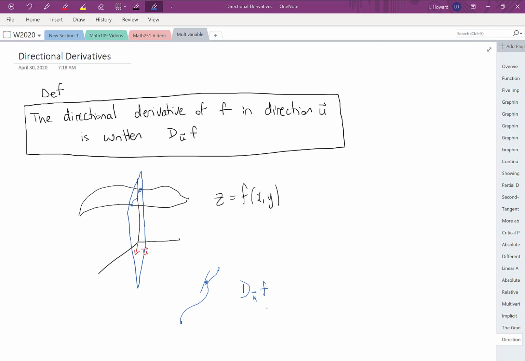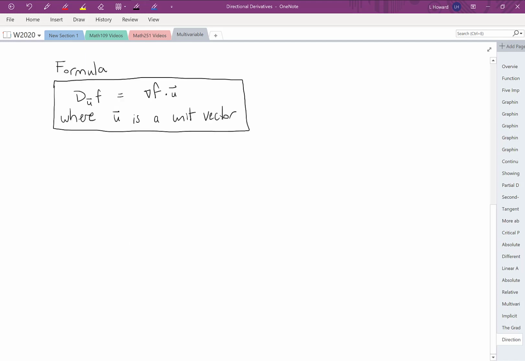So the directional derivative gives you the slope of the tangent line, and in order to calculate that, you need to know your function and you need to know what direction you're interested in. Here's the formula for the directional derivative. D sub u of f is equal to the gradient of f dotted with u. We talked about the gradient in the previous video. What's really important here is that this vector u that's specified in the direction must be a unit vector, meaning vector u must be 1 unit long. If you're talking about a direction in terms of a vector that's not a unit vector, you need to scale that vector down so that it's 1 unit long.